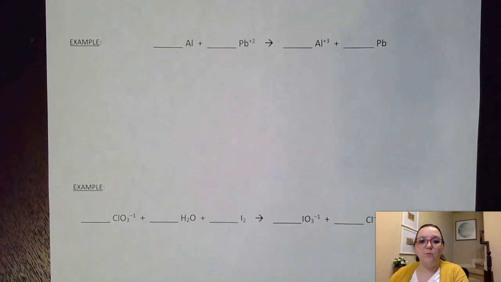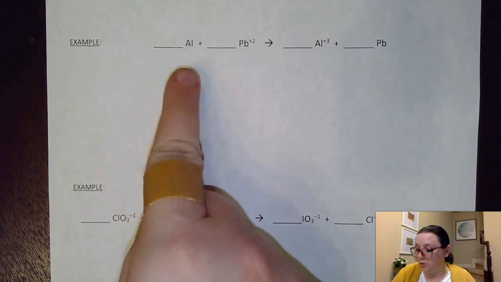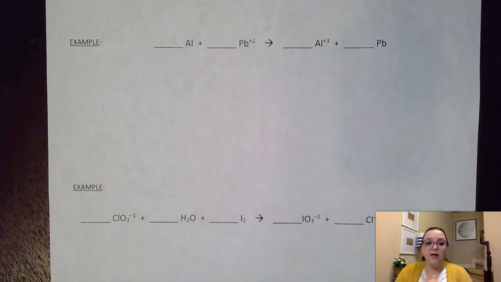All right, so our one at the top of the next page. Aluminum plus Pb2+ yields Al3+ and Pb. Well, that looks kind of balanced already, right? I got one aluminum, one lead. You're like, isn't that balanced? Nope, it's not balanced. Not when you're talking about electrons.